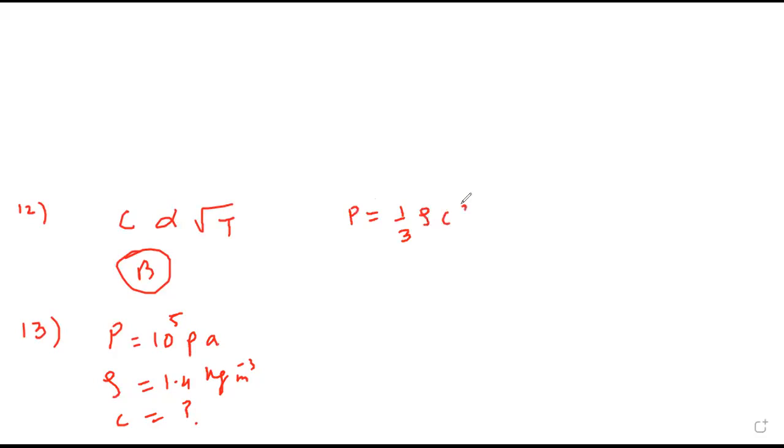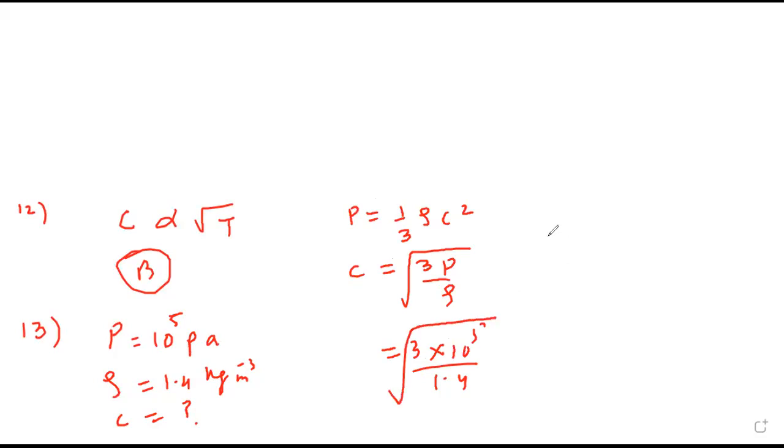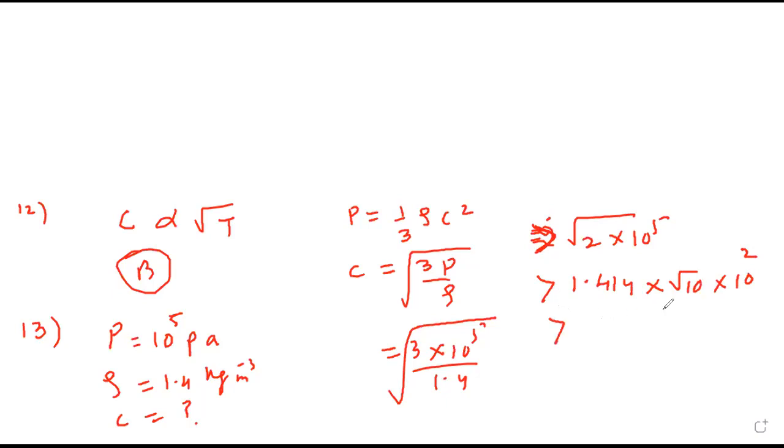P is 1/3 rho c square. So c is root of 3P by rho. 3 into 10 raised to 5 upon 1.4. That is approximately 2 into 10 raised to 6. If I take this as 1.5, it is slightly greater than this because I have taken 1.5. So 1.414 into root 10 into 10 raised to 2. Root 10, if you know, is close to 3.